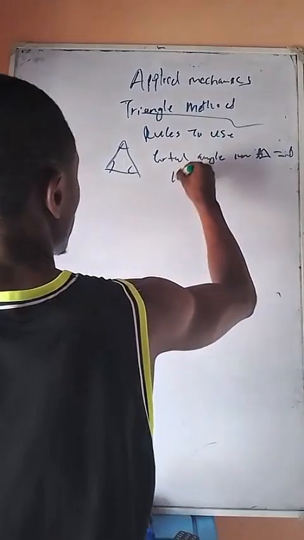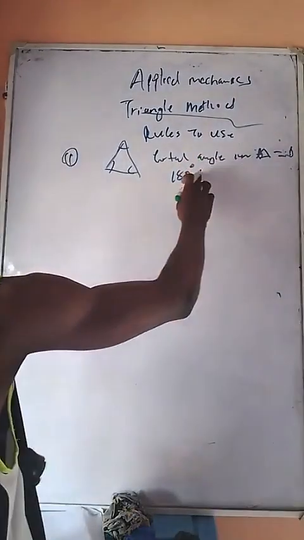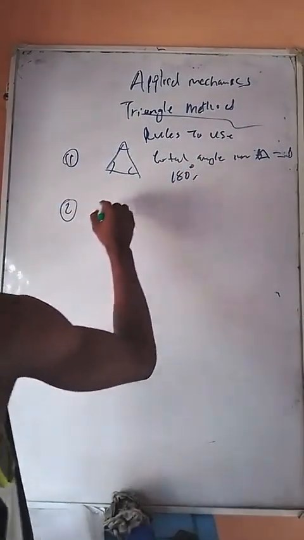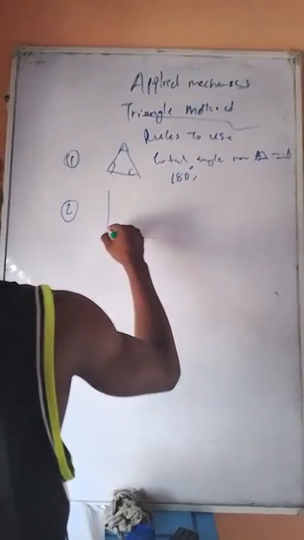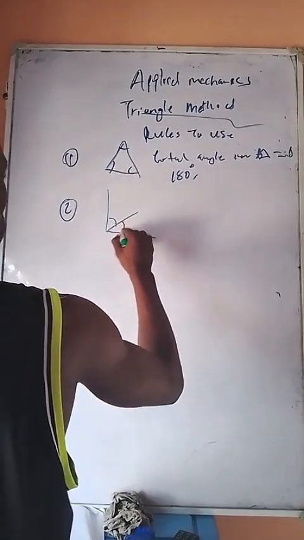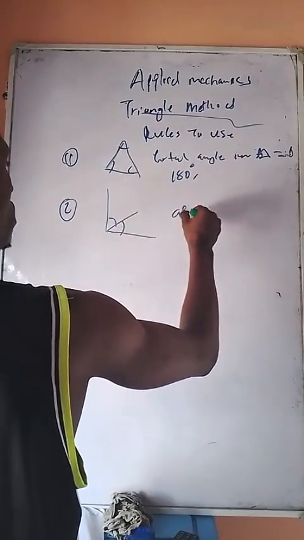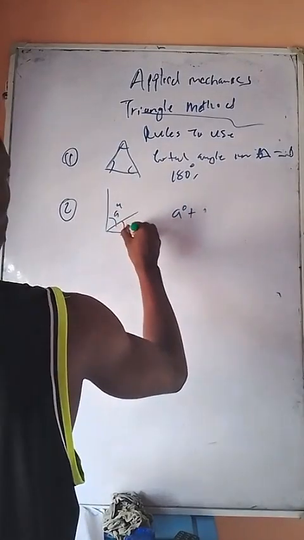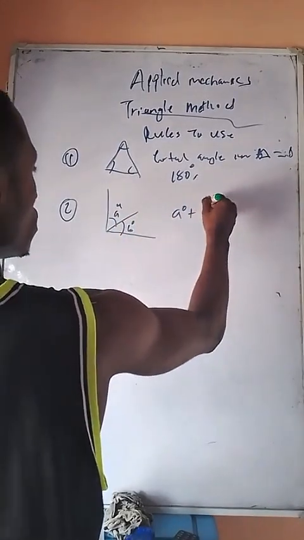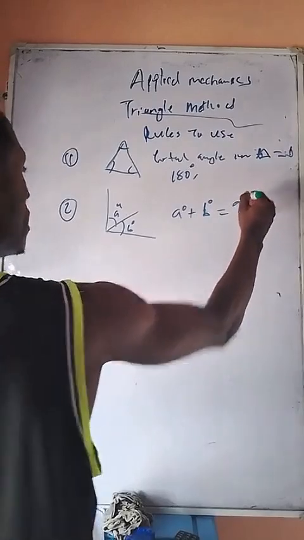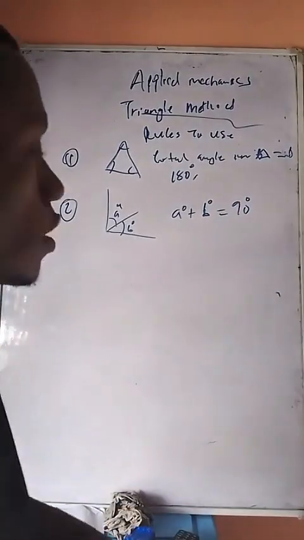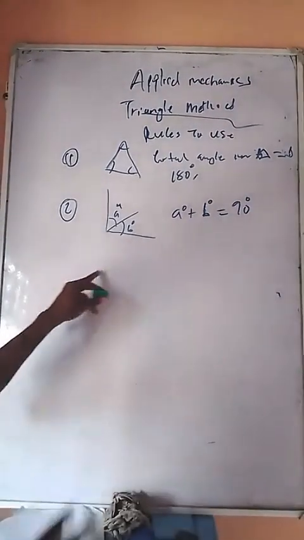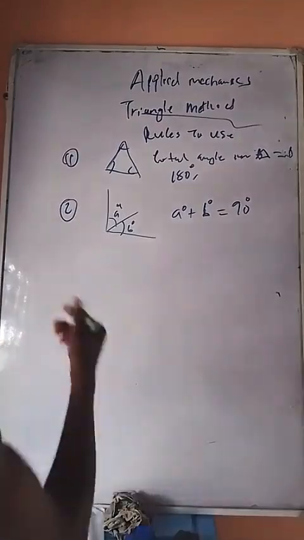equals 180 degrees. Grade 2 mathematics. Two, that the sum of angles in a right angle makes up 90 degrees. So if I call this angle A, angle B, now A plus B is equal to 90 degrees. You need to have this. Put this in your toolbox because we need it.